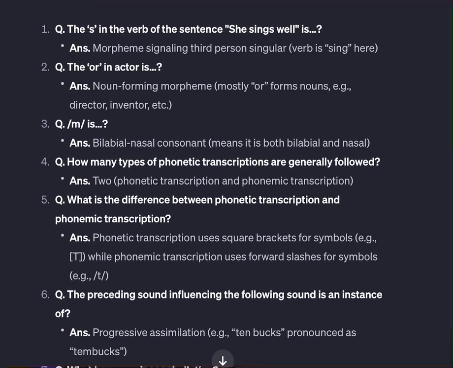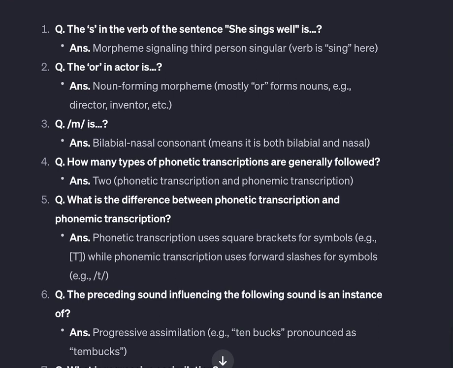3. Q. "M" is ANS. Bilabial nasal consonant, means it is both bilabial and nasal. 4. Q. How many types of phonetic transcriptions are generally followed? ANS. 2. Phonetic transcription and phonemic transcription.